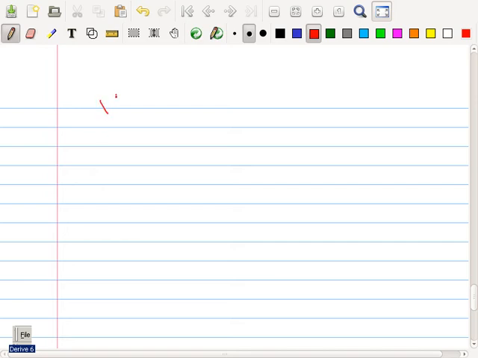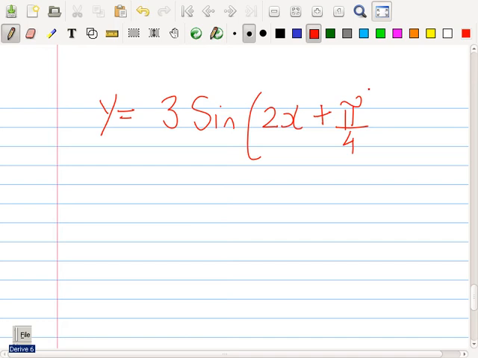Okay, so y equals, let's say, 3 sine 2x plus pi over 4, minus 1. Okay, we'll keep it, and it's in radians. Well, that's a 45 degree there. Okay, so firstly, maybe I'll do the graph step by step.